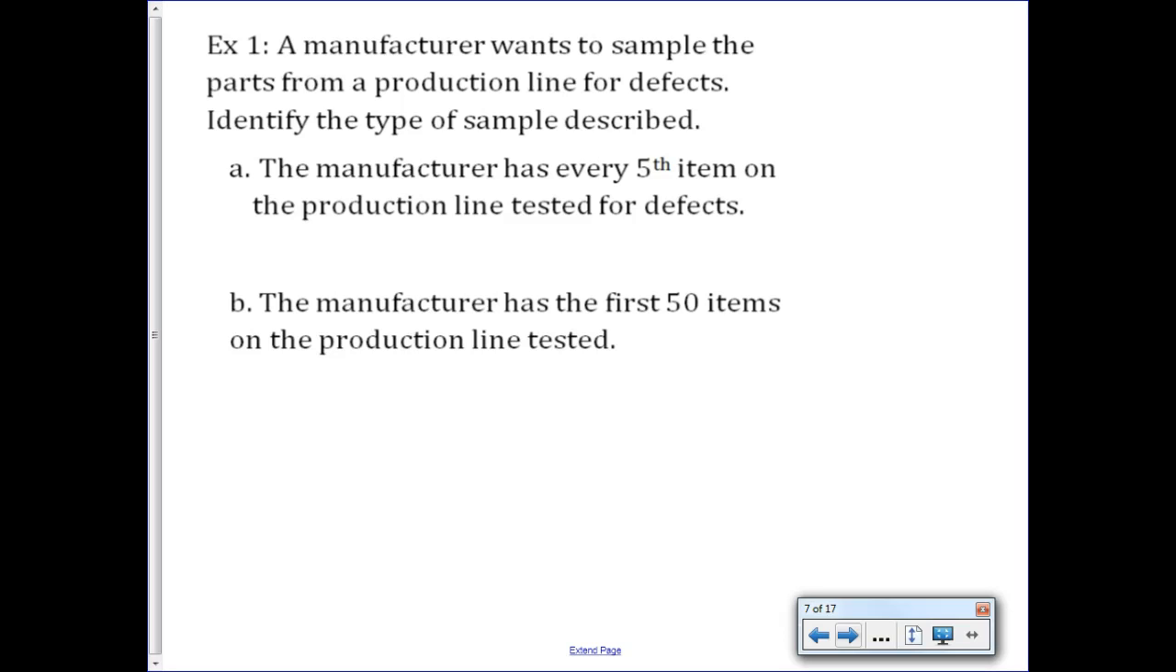So a manufacturer wants to sample the parts from a production line for defects. Identify the type of sample described. You should have this in your notes. The manufacturer has every 5th item on the production line tested for defects. So that would be a systematic sample. Every 5th item, that's a rule there. Whereas the manufacturer has the first 50 items on the production line tested. That would be convenience. First 50 items, and then he's done. So that's a convenience sample.